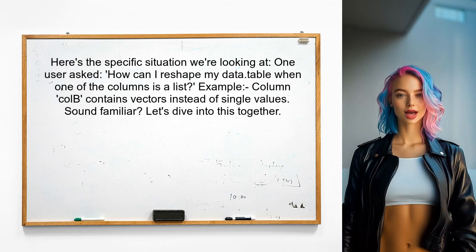One user asked, "How can I reshape my data.table when one of the columns is a list?" They provided an example where the column col.b contains vectors instead of single values. Sound familiar? Let's dive into this together and find a solution.